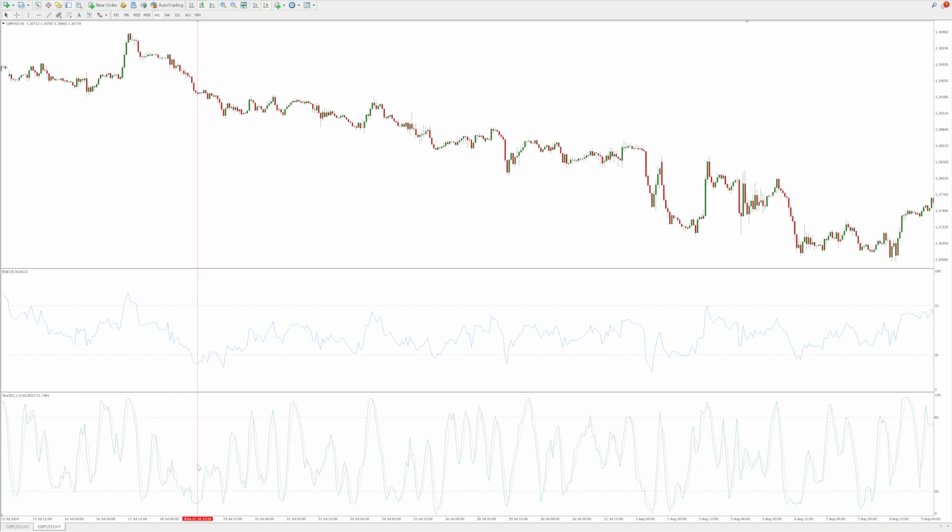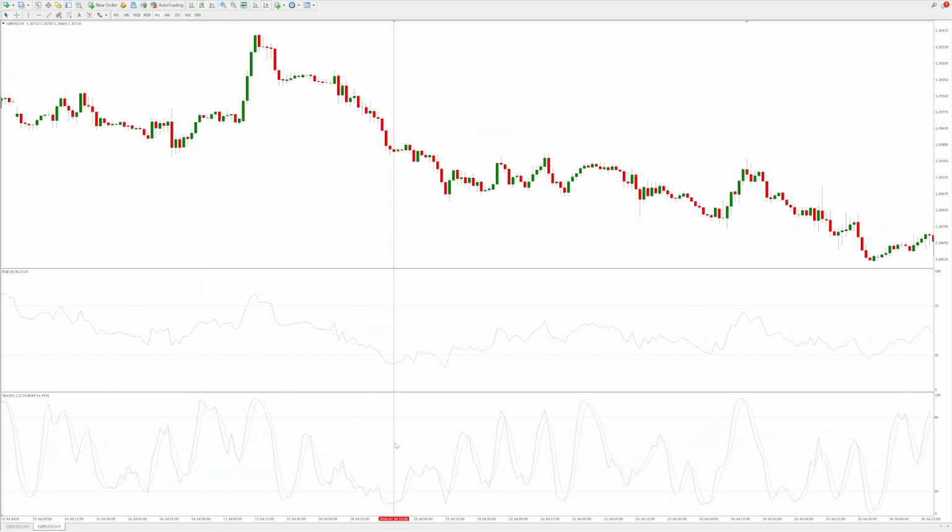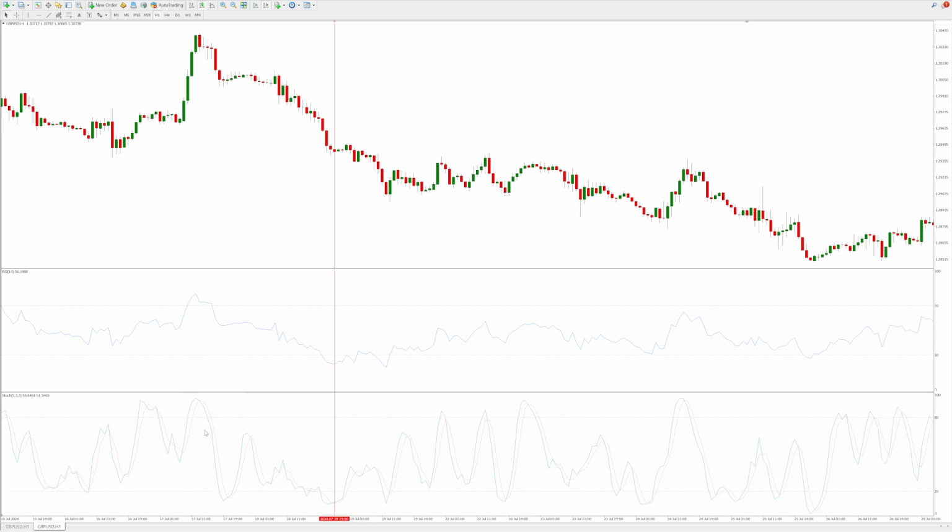Stochastic has the exact same principle. Let's just zoom in. However, on the stochastics, when the price is above the 80 level, we're going to look for sell trades because the market again is considered overbought. Vice versa, when price falls below the 20 level, the market is considered oversold. So we're going to look to buy.